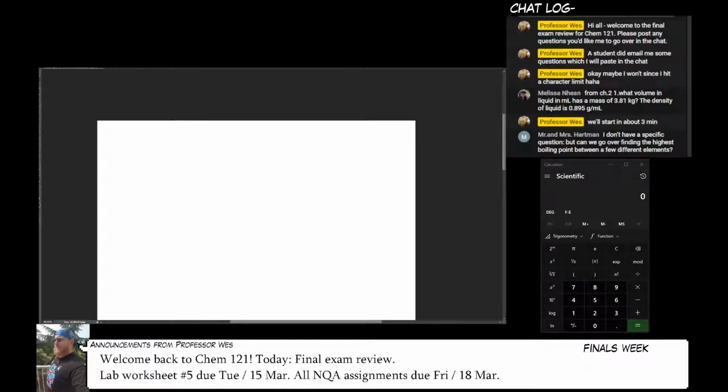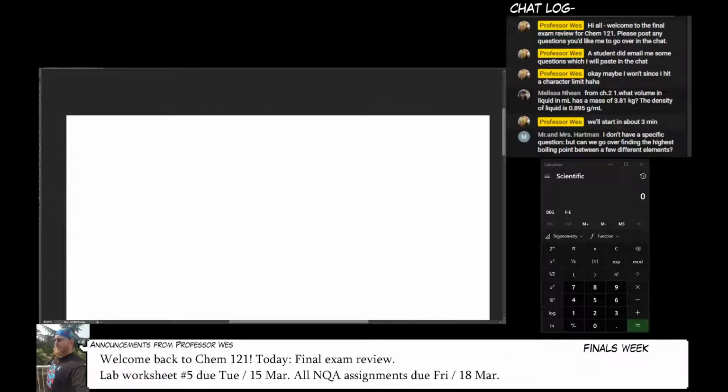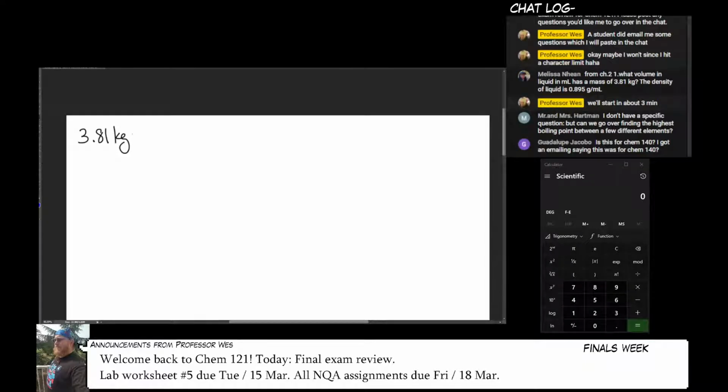So let's start here. What volume of liquid in milliliters has a mass of 3.81 kilograms? I need the stylus. There we go. And then I need a color that is not white or black. This'll work. Okay. So I have this mass for my object. My liquid, that is.